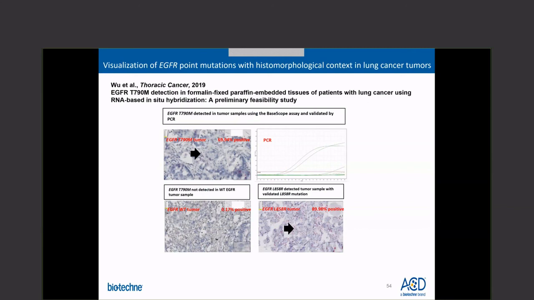EGFR is a prevalent mutation in lung cancer tumors and promotes cell growth and progression. EGFR tyrosine kinase inhibitor treatment is used as targeted therapy for patients with EGFR L858R mutations, while patients with resistant tumors often develop EGFR T790M mutations, which respond to third-generation tyrosine kinase inhibitors. The BaseScope assay was successfully able to detect EGFR T790M and EGFR L858R mutations in patient samples with high sensitivity comparable to PCR, along with spatial and histological context.